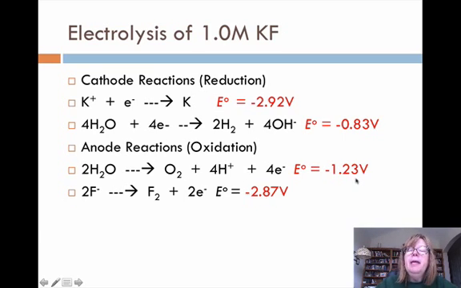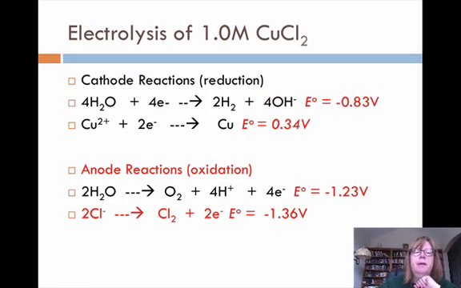And so the answer to the question, what is being produced at the cathode when potassium fluoride is electrolyzed, is hydrogen gas is produced at the cathode and oxygen gas is produced at the anode. So I don't want you to think that that's always the case. So let's have another look.